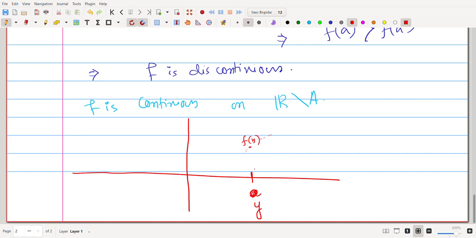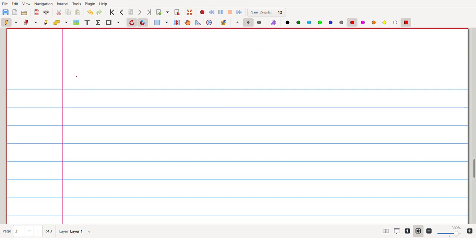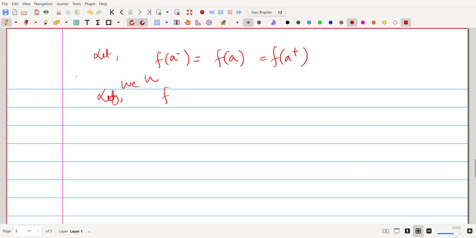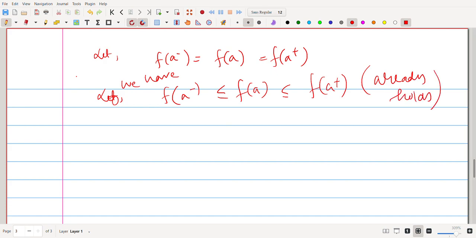So observe that what we need to check is that f(y minus) is equal to f(y), which is equal to f(y plus), right? So let's see. We need to check this should hold. And since by construction f is increasing, this part already holds.